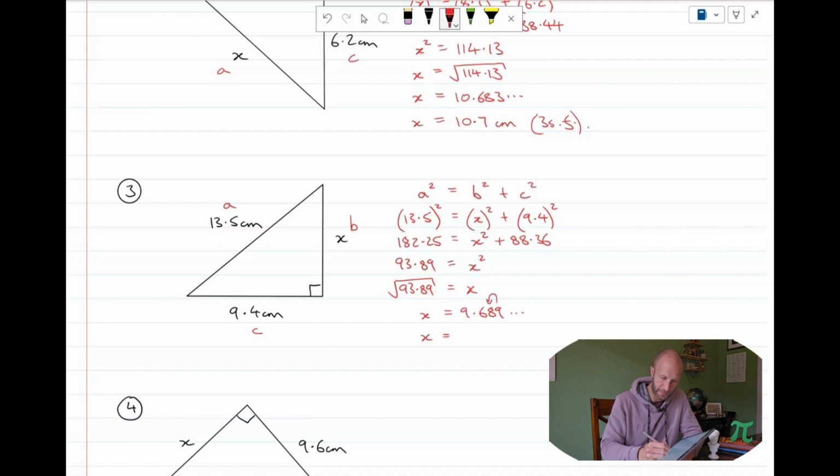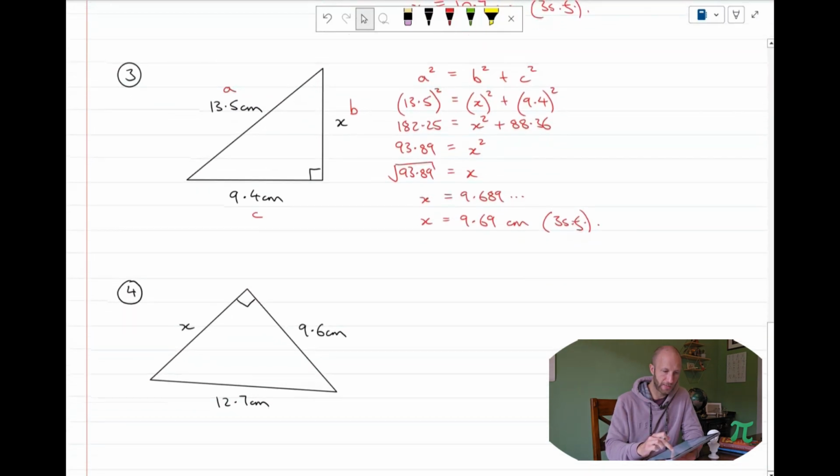So the 8 is the third significant figure, the 9 rounds the 8 up, so it becomes 9.69. We're still working in centimetres, so we add that in, and we should always add our 3SF, our degree of accuracy, in as well. So slightly different setup on this question, but the principle of Pythagoras remains the same.